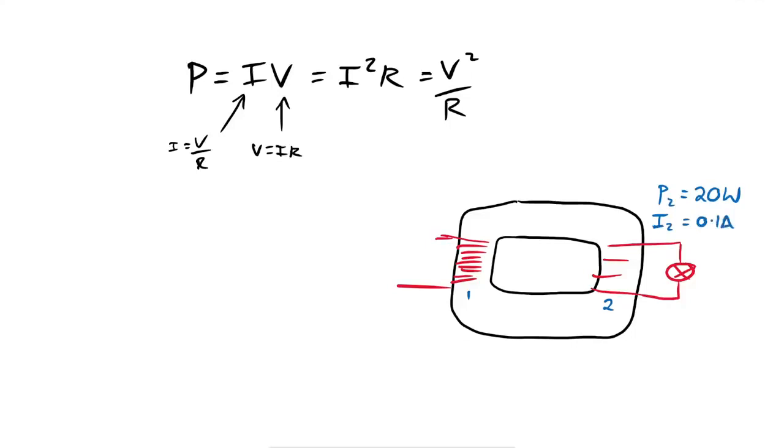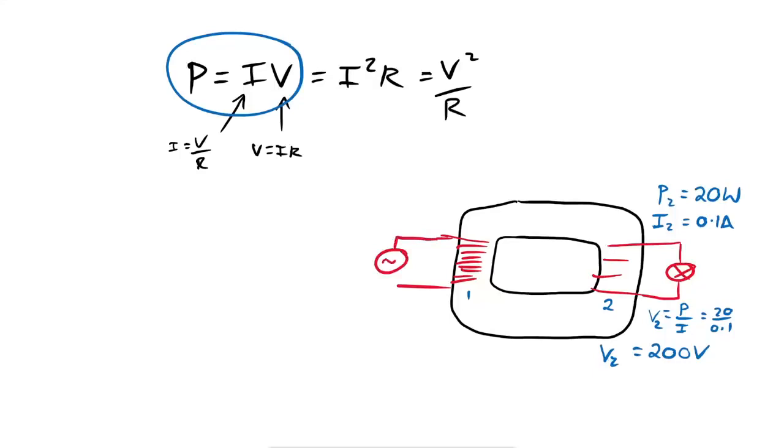So if that's the case, then we can of course use just this version of the power equation. We can say that V is equal to P divided by I, so that's 20 divided by 0.1, and that gives us 200 volts. That is a beastie bulb. So if that's the case, then you can just say that. Here's our AC source there. By the way, transformers are just for triple science and A-level physics.